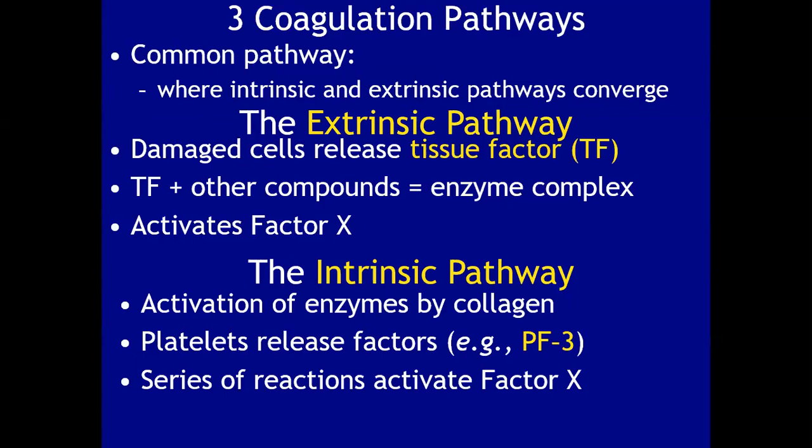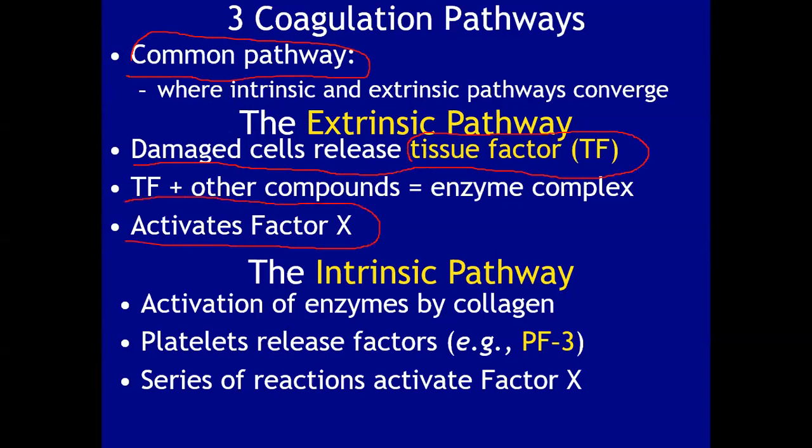So the two come together and form the third pathway, which is called the common pathway. It says that's where the intrinsic and extrinsic pathways converge. Okay, so what we're going to do for this extrinsic pathway, remember it's outside the bloodstream, it's going to come from the damaged cells that are releasing the tissue factor.